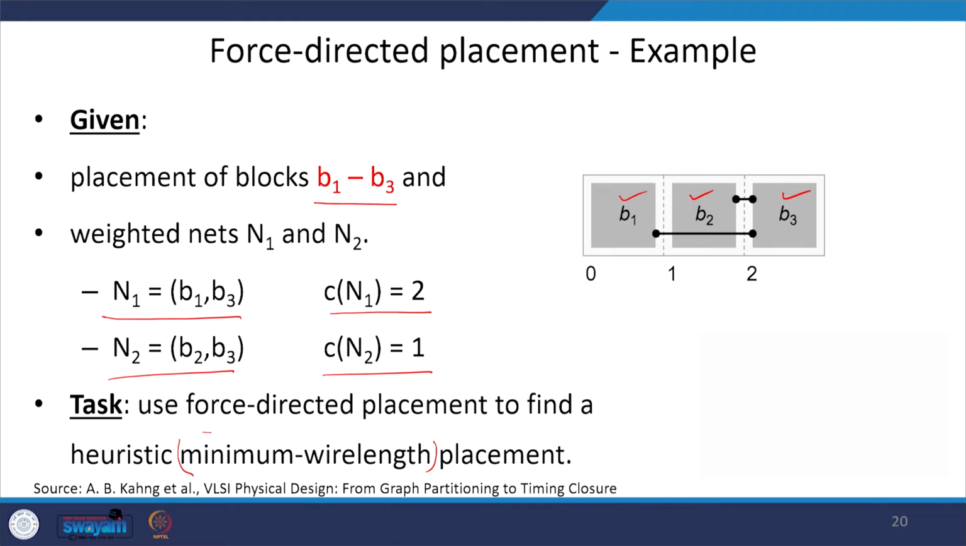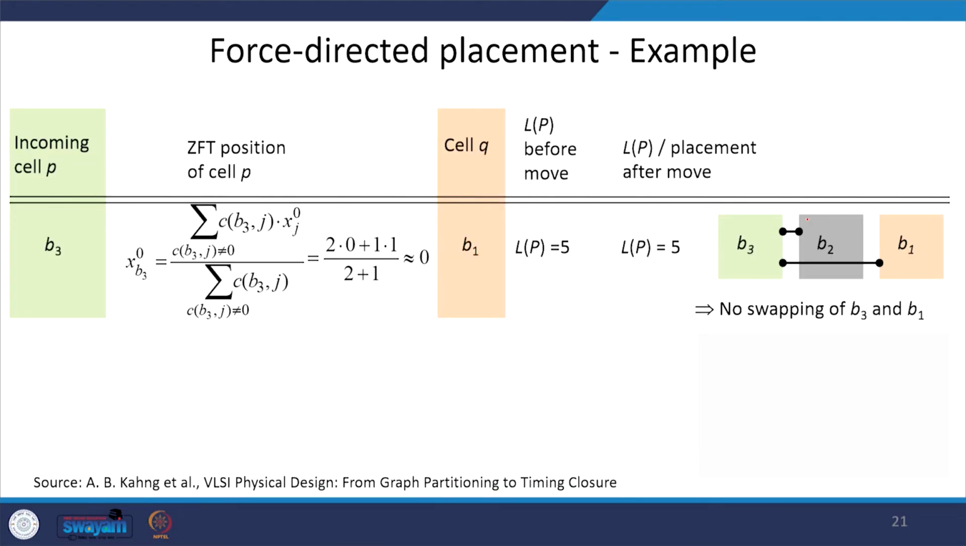Here we have B1, B2, B3 as the initial placement, and we are finding the ZFT position of block 3. So, B3 is the incoming cell, and I need to find the x coordinate. Why am I only finding the x coordinate? Because the x coordinate information is given to me, but the y coordinate information is not. If the y coordinate information were given, I could do the same type of calculation for the y coordinate.